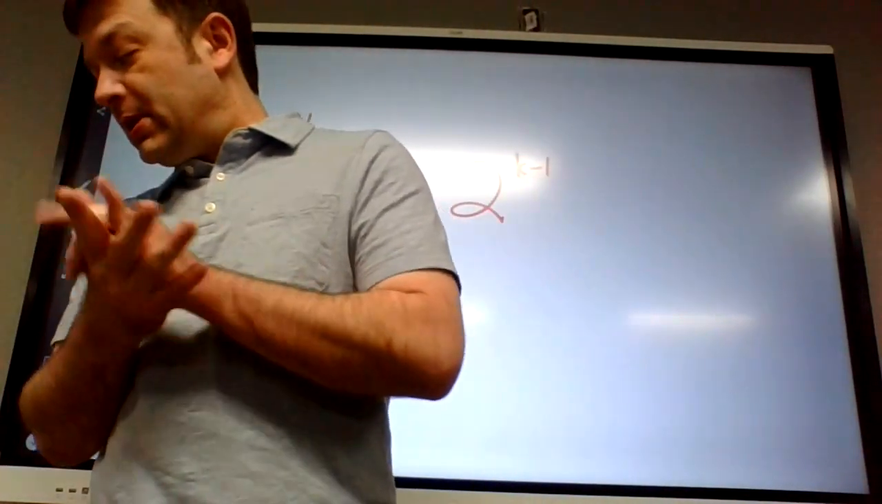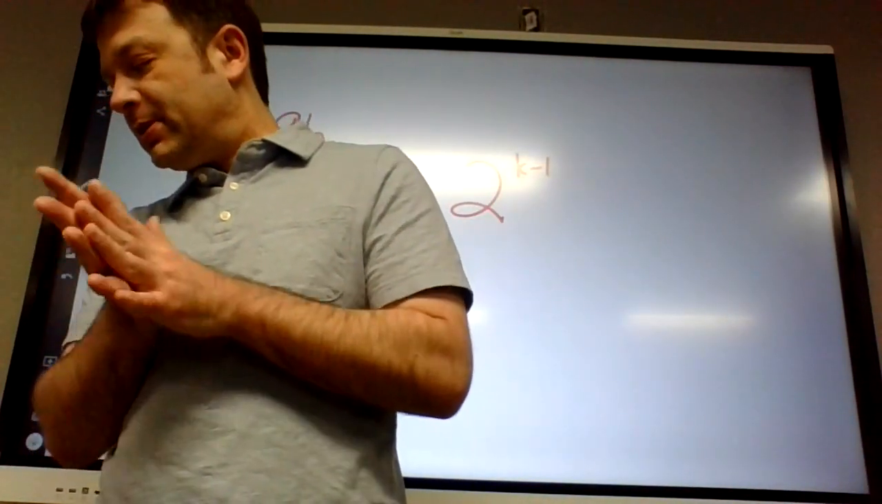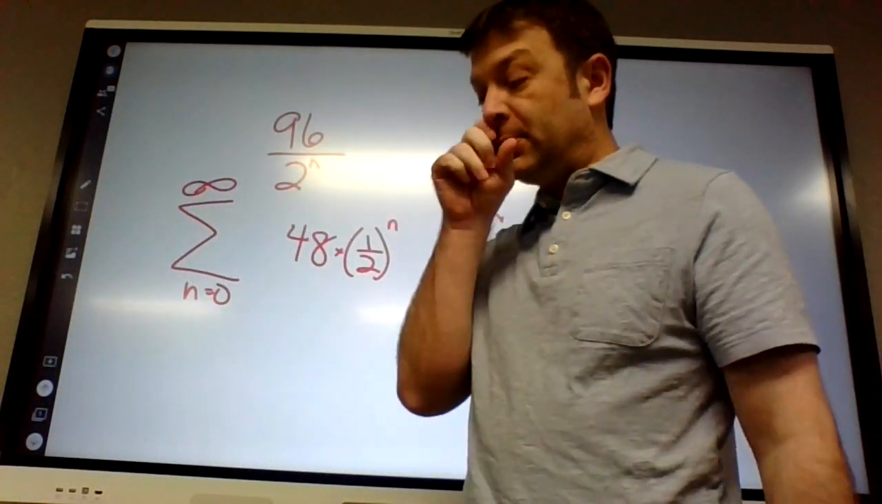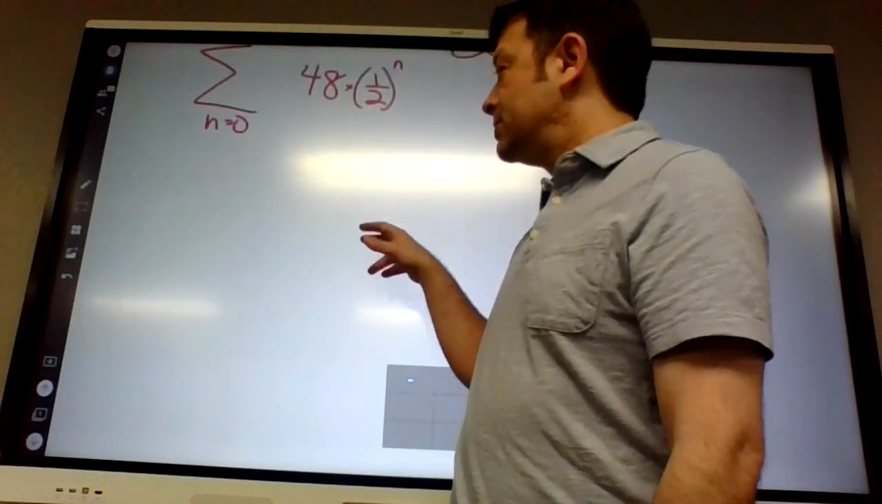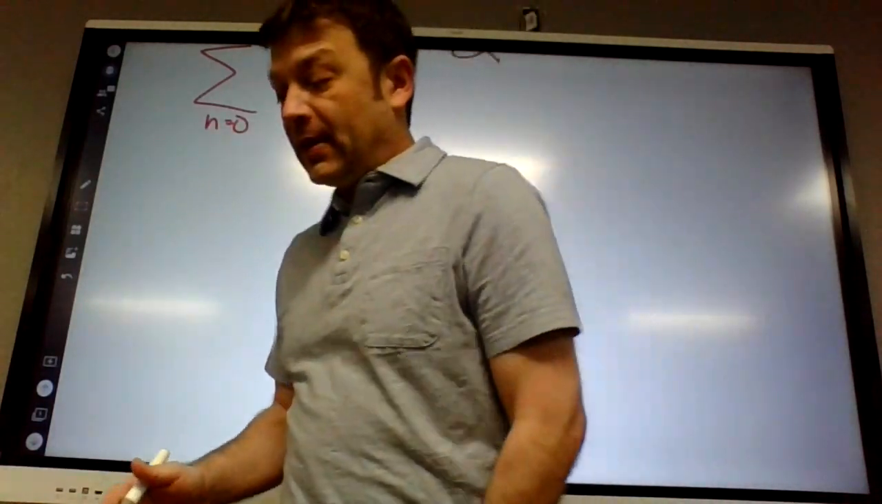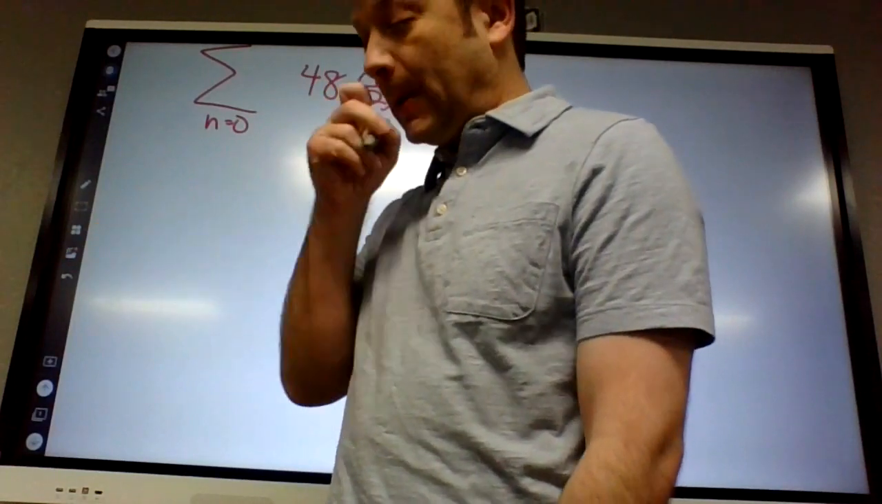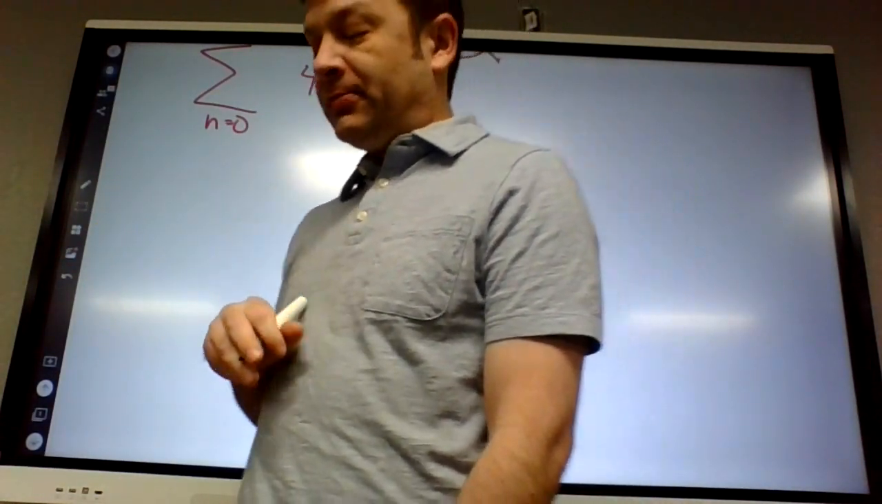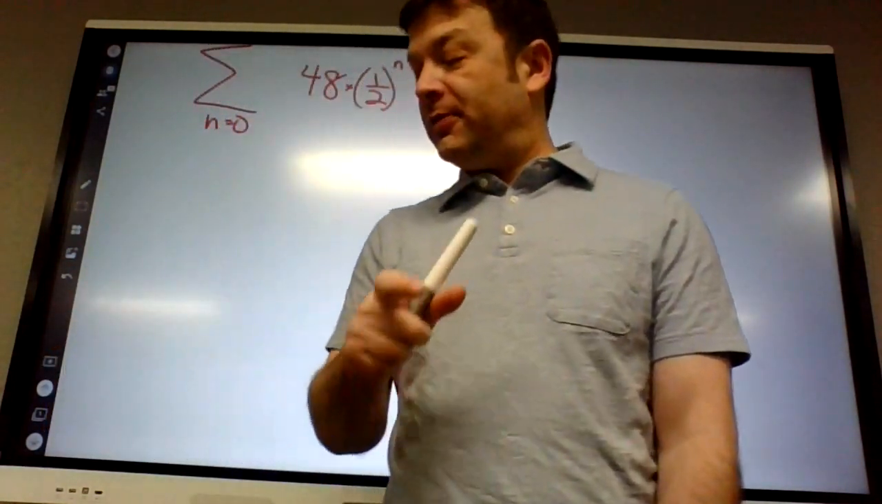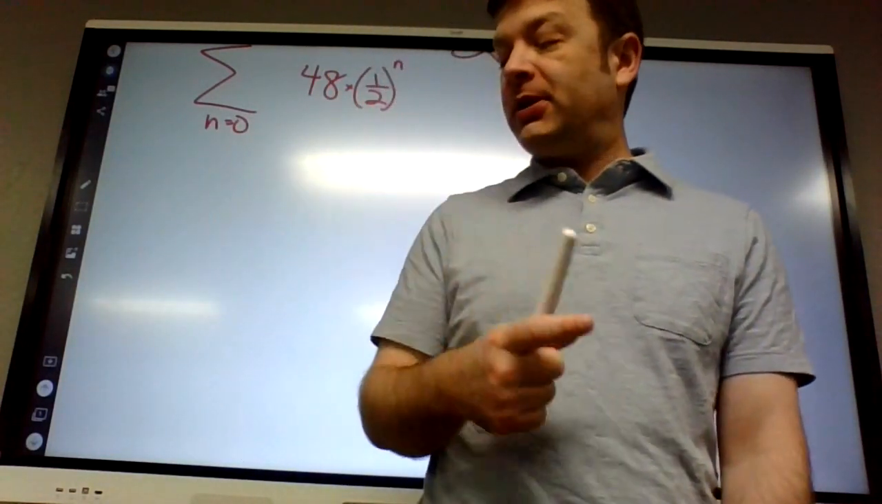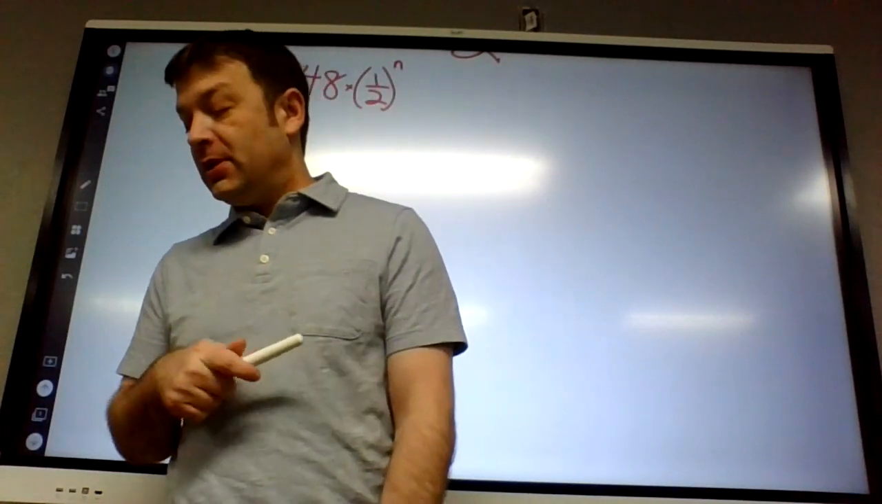State whether each sequence is arithmetic, geometric, or neither, and then find a formula for each in terms of n. Do you guys remember what makes it arithmetic or geometric? Arithmetic is if they add the same value over and over. It could be a negative value. And geometric is if they multiply the same value over and over.